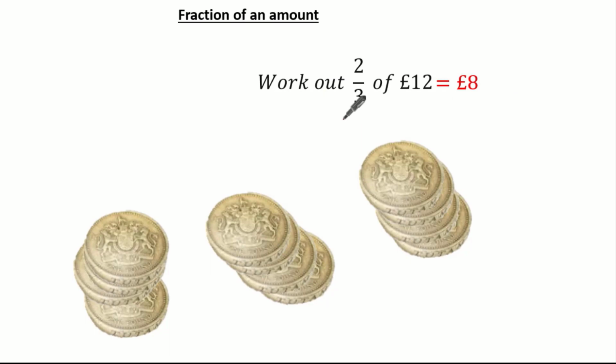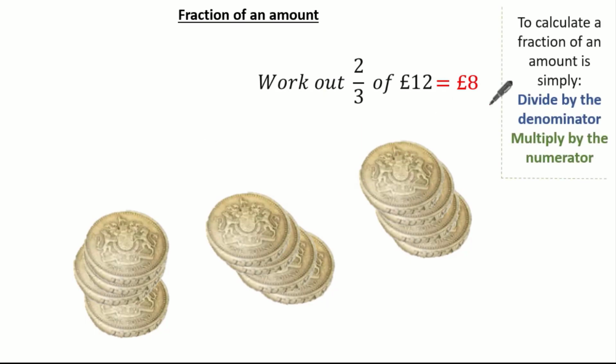But there must be an easier way rather than drawing pictures, and there is. It's simply dividing by the denominator and multiplying by the numerator. So let's check. 12 divided by 3 is 4. 4 times 2 is our 8. So it's a quick and easy way to work out a fraction of an amount.